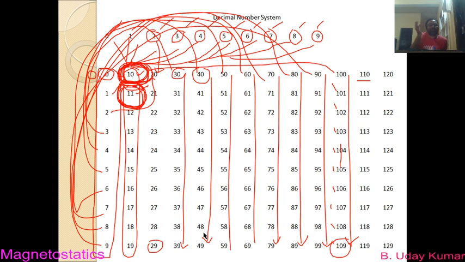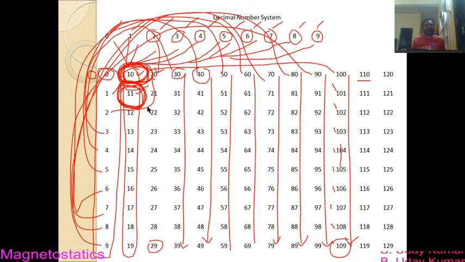The thing that you have to understand here is that we blindly learned how to write the decimal number system, but actually there is a logic why we write the decimal number system in a particular order, and that logic I am trying to explain here. I hope it is clear.